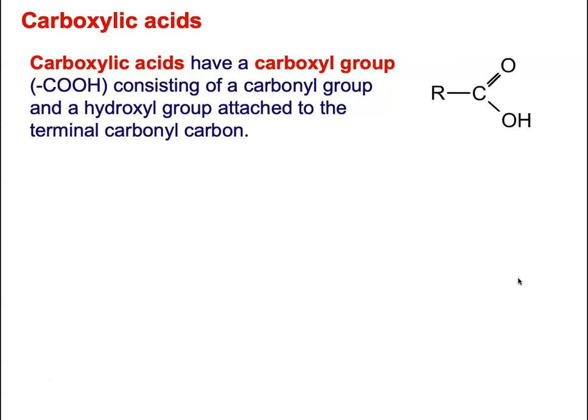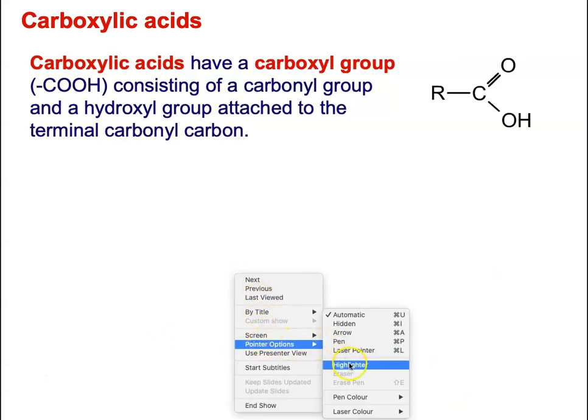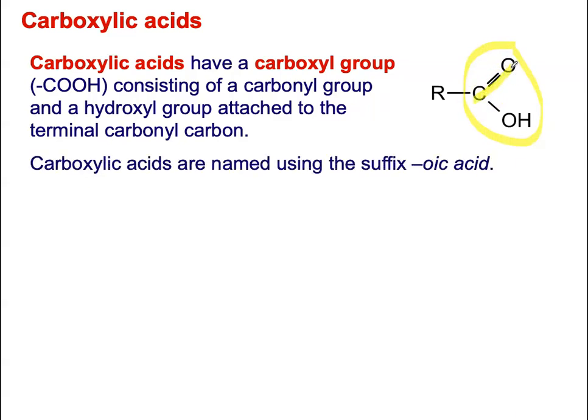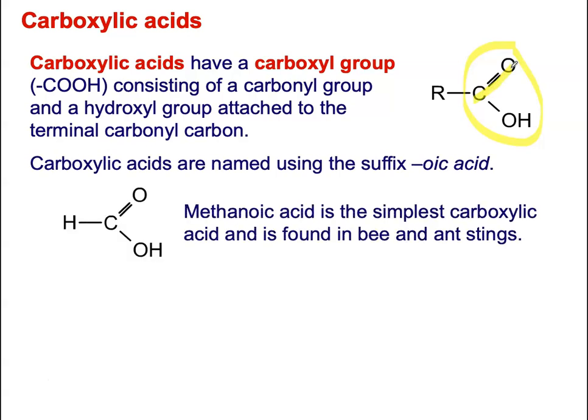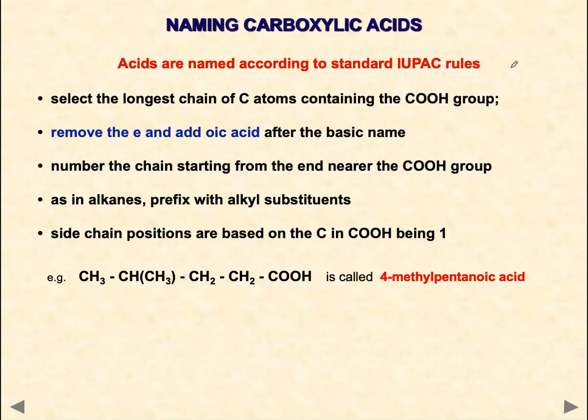Carboxylic acids. The functional group for a carboxylic acid is C double bond O. It's important that you familiarize yourself with the functional group. That's your functional group, COOH. It's carbonyl because of C double bond O. Naming: methanoic acid, ethanoic acid, propanoic acid, butanoic acid, and so forth.